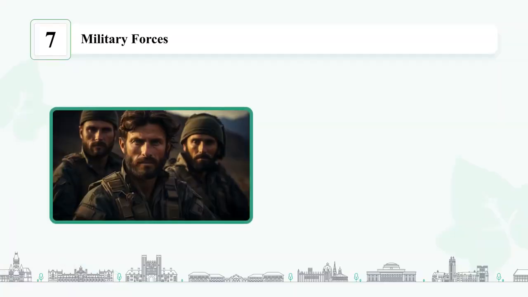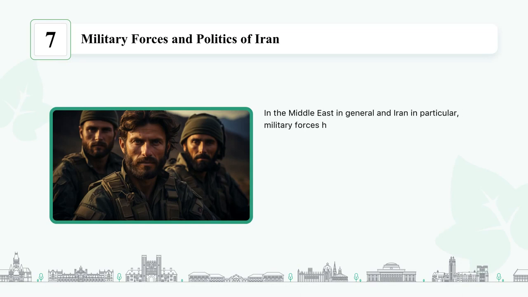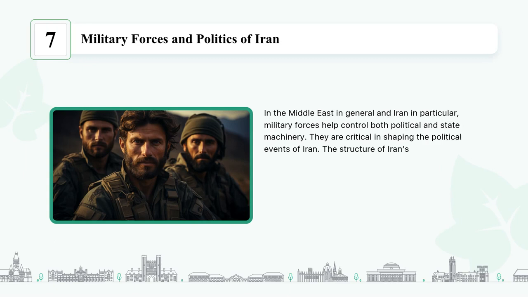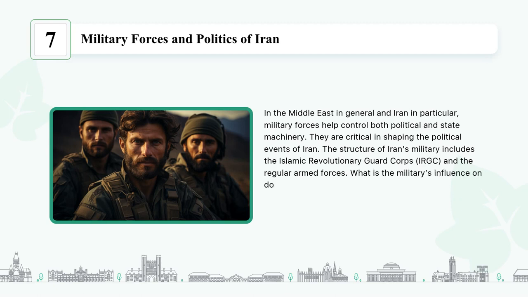Military forces and politics of Iran. In the Middle East in general and Iran in particular, military forces help control both political and state machinery. They are critical in shaping the political events of Iran. The structure of Iran's military includes the Islamic Revolutionary Guard Corps, IRGC, and the regular armed forces. What is the military's influence on domestic and regional politics? What role does it play in Iran's geopolitical landscape? Explore these questions in your paper.